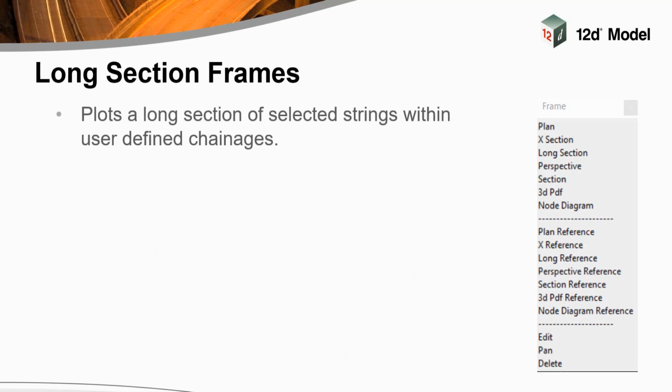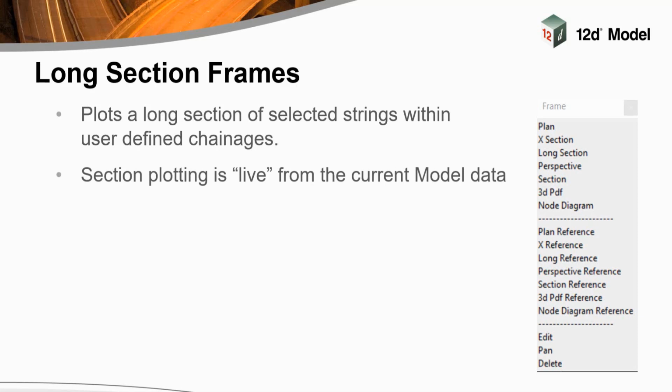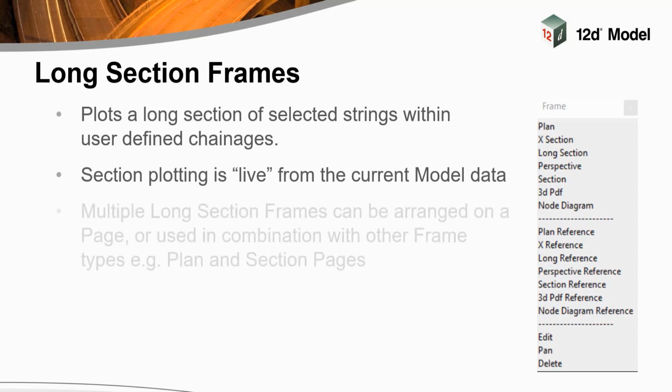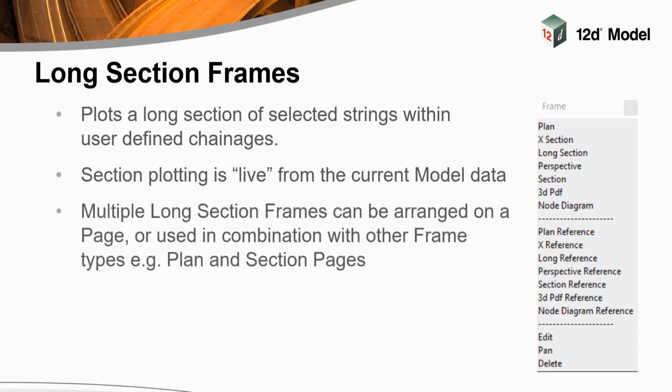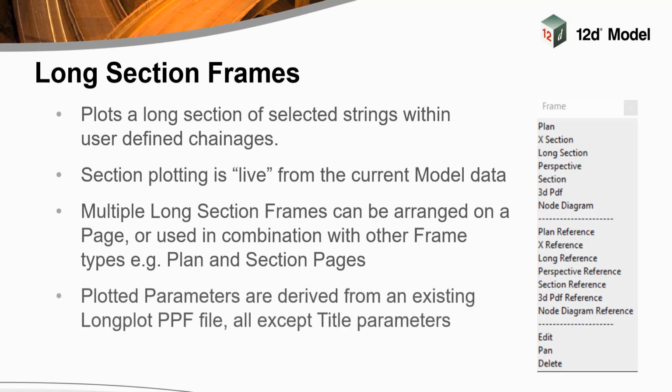Long section frames are very similar. This prints a long section of selected strings within user-defined chainages. Section plotting is live from the current model data. Again, you can use this frame in combination with other frames on an MPS page. And the plotted parameters are derived this time from a long plot PPF file, again all except the title parameters.